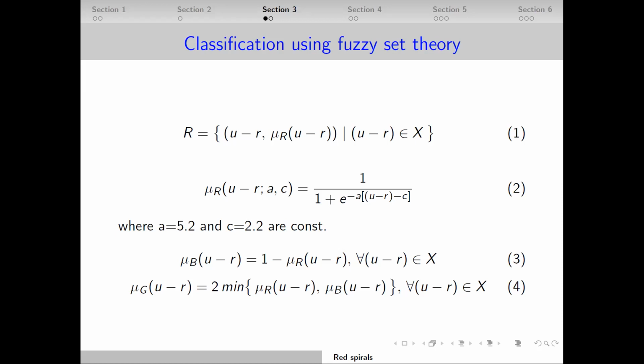Similarly, we define the fuzzy set corresponding to blueness of the galaxies by taking the fuzzy complement of redness, and the corresponding blue membership function mu b is given in equation 3. The fuzzy set corresponding to greenness of galaxies is obtained by taking the fuzzy intersection between redness and blueness, and the corresponding green membership function is shown in equation 4. The factor 2 in front is multiplied in order to ensure that the galaxy with optical color equal to 2.2 should be maximally green with mu g equal to 1.